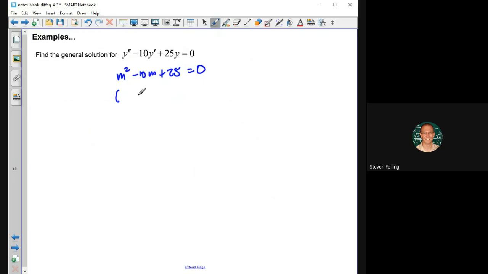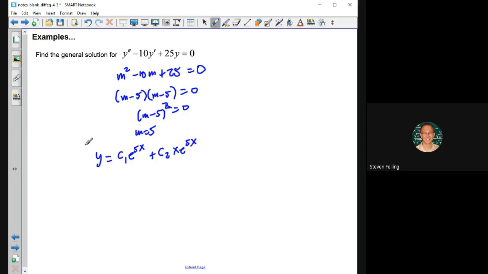This one actually we can factor. It factors into (m - 5) times (m - 5), which really means we have a root of multiplicity 2 here, right? We have m equals 5 with a multiplicity of 2. Okay, when that happens, the solution is going to be a constant times e to the 5x, just like we would if it was a distinct root. But to get the second root, we'll just add on another constant times x times e to the 5x. And that's the solution. These are general solutions because we haven't used initial values to establish the constants, and that's okay.